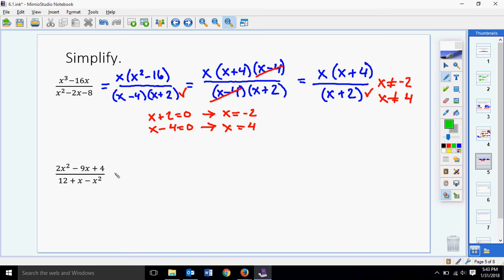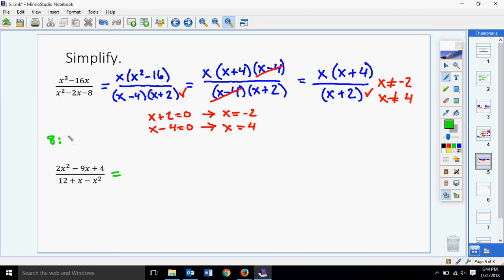All right, down below, I'm going to switch to green. I need to factor the numerator and the denominator. Now keep in mind the numerator is a little tricky. We're going to have to factor by grouping. So I need to decide, 2 times 4 would give me 8. I need multiples of 8 that add up to -9. So let's list multiples of 8.